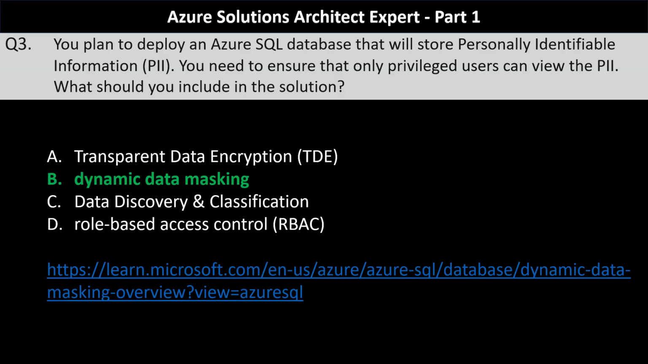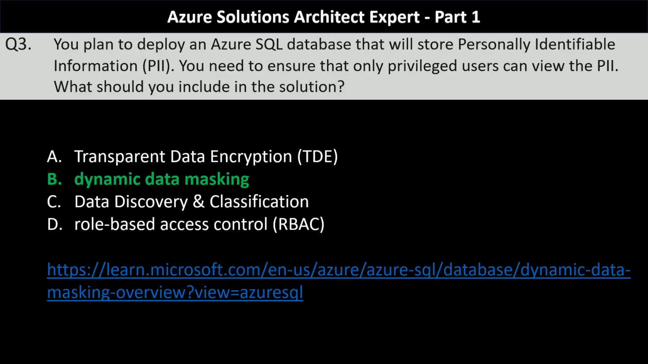Now, option C, data discovery and classification, is a tool for identifying and classifying sensitive data within your database. It helps you understand where your PII is located and categorize it appropriately. However, it doesn't enforce any access controls or masking on its own.